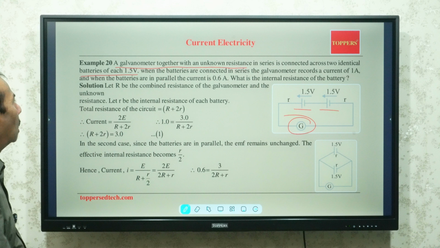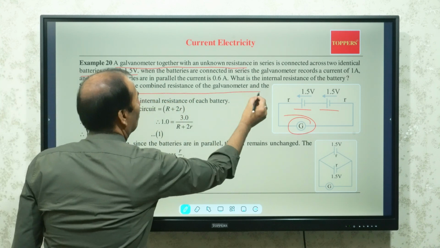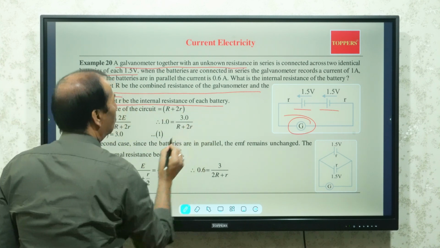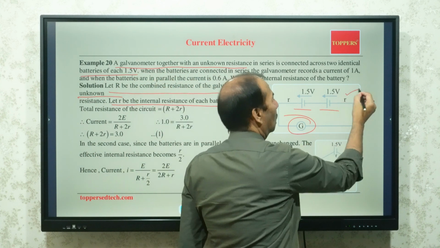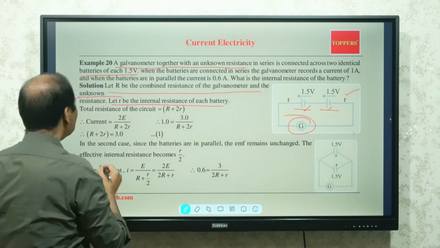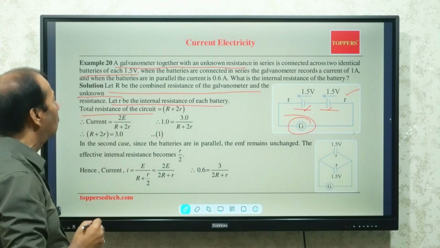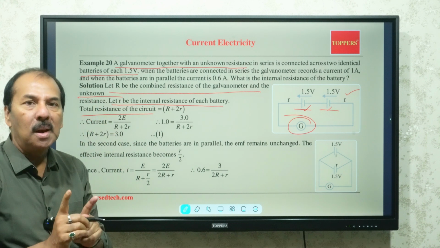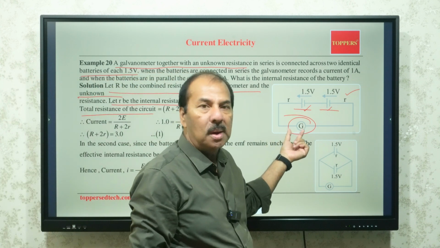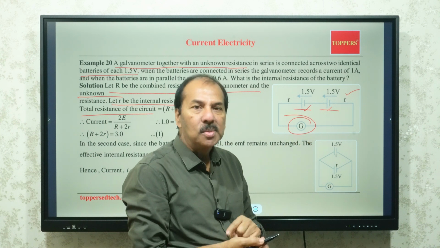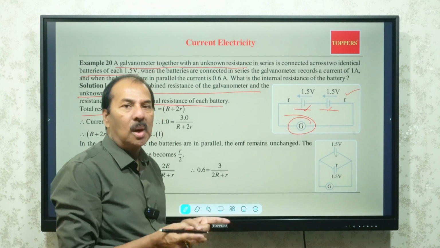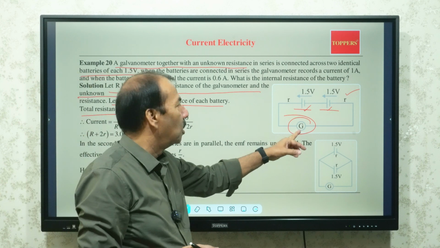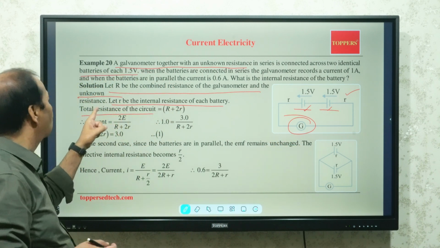So now let us consider. Let capital R be the combined resistance of the galvanometer and the unknown resistance. Let small r be the internal resistance of each battery. So the total resistance of the circuit will be how much? The combined resistance of the galvanometer and the unknown resistance is capital R, because there may be some resistance of the galvanometer and there is some unknown resistance which is connected in series. So the equivalent will be, let us say, R dash plus R, where R dash is the galvanometer resistance. That equivalent is taken as capital R.